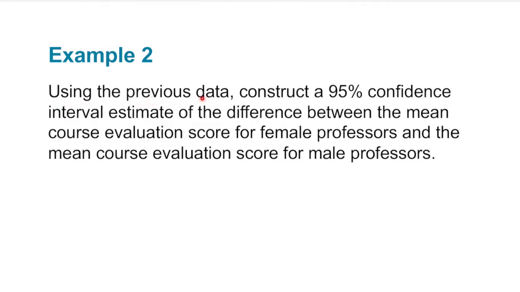Example 2. Use the previous data, construct a 95% confidence interval to estimate the difference between the mean course evaluation score for female professors and the mean course evaluation score for male professors. In this case, they gave me a confidence level, which is 95%. What they want me to do is use the data that they gave me from the previous example to find the confidence interval.